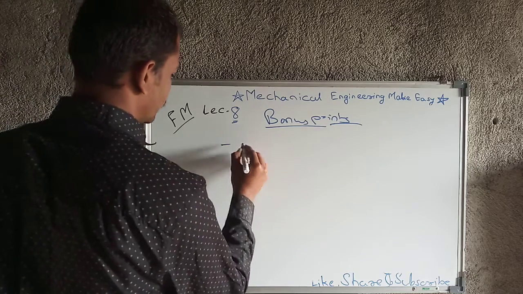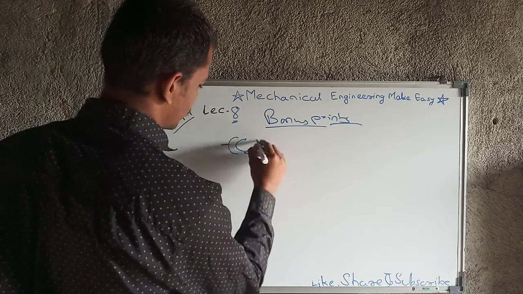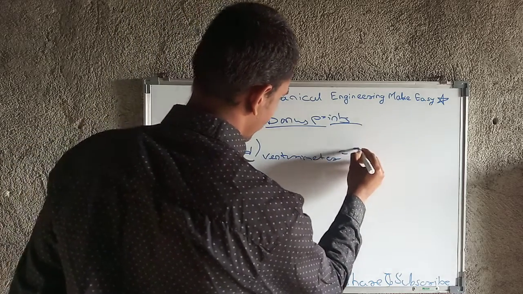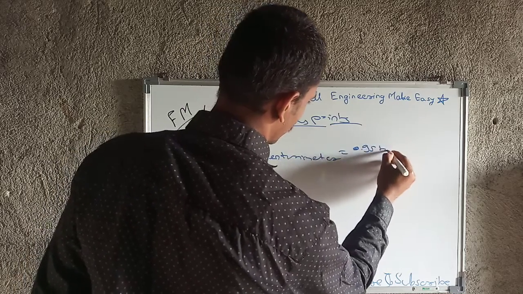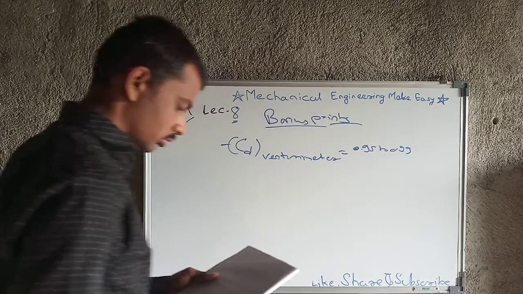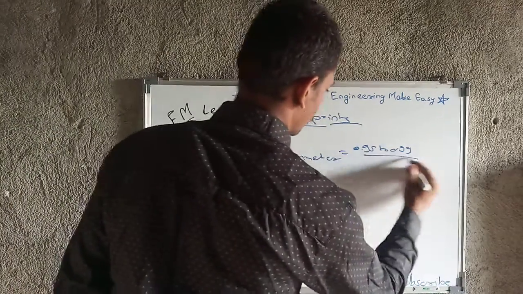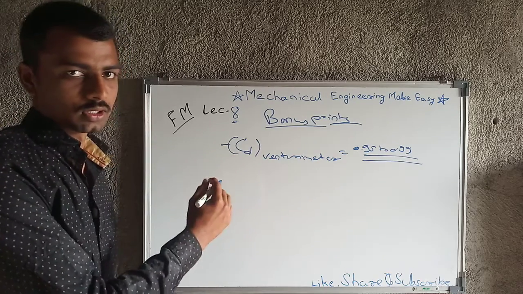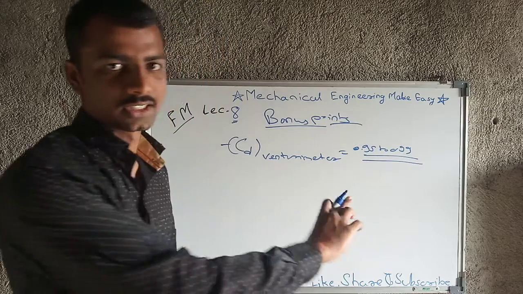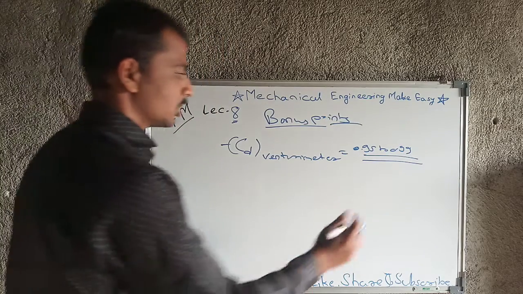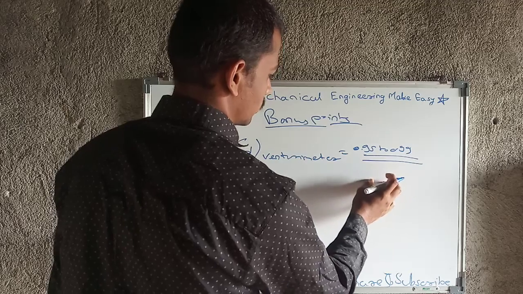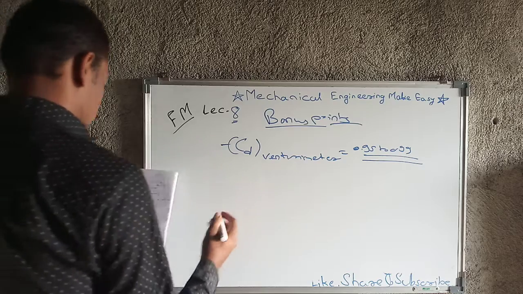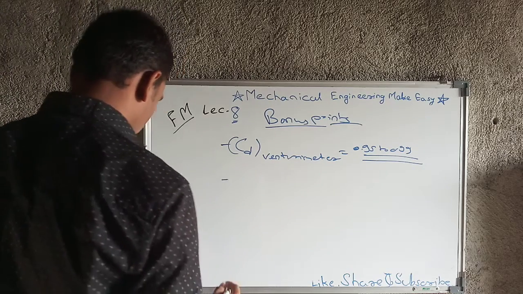So CD for venturimeter lies between 0.95 to 0.99. Okay, so this is the range of CD of venturimeter. That coefficient of discharge that I have told you, because of the converging section, throat and diverging section, some losses occur in discharge. So those losses may be 0.05% or 0.01%.